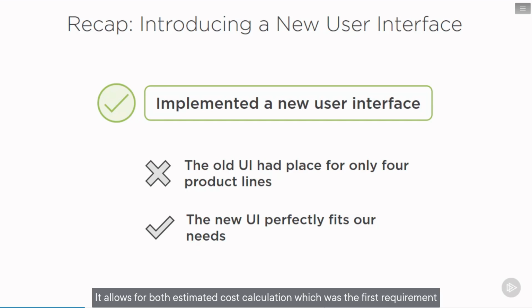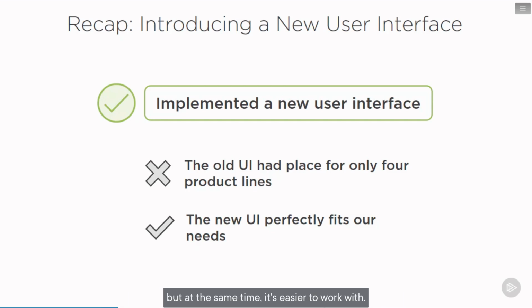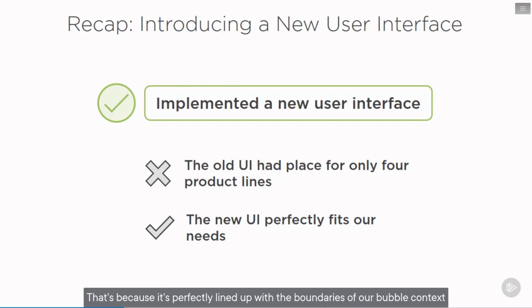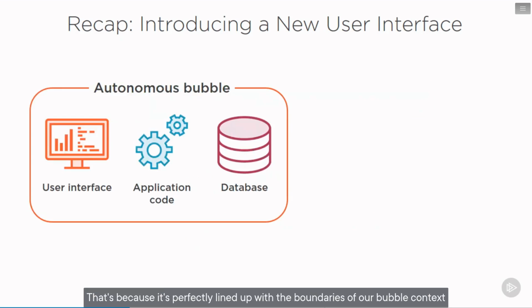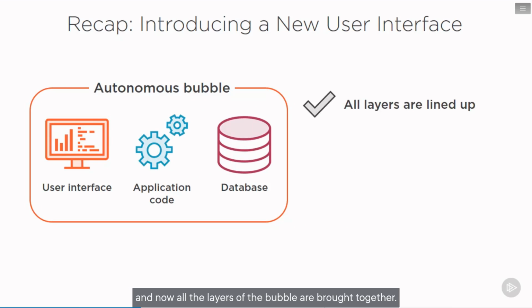It allows for both estimated cost calculation, which was the first requirement on this project, and addition of any number of product lines. The introduction of new user interface is quite a lot of work, but at the same time it's easy to work with. That's because it's perfectly lined up with the boundaries of our bubble context. Now all the layers of the bubble are brought together.